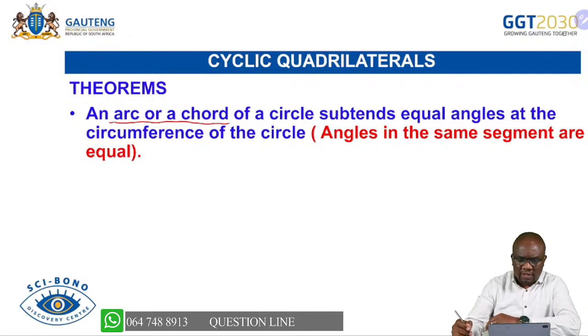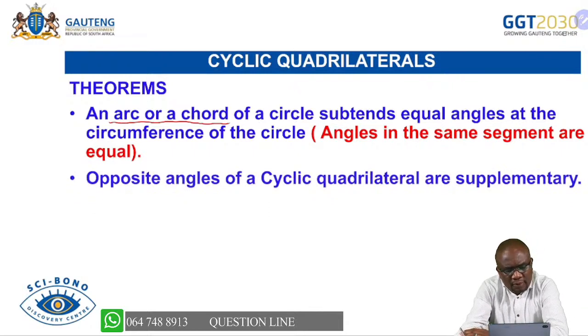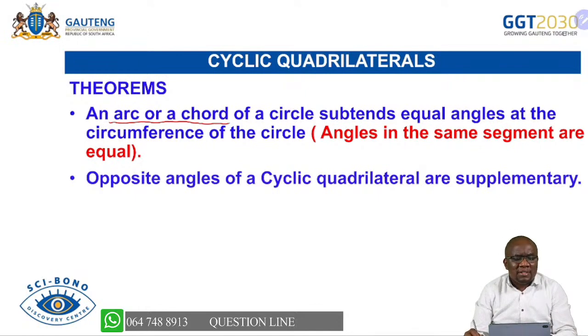Okay, right. The other one we're going to talk about is opposite angles of a cyclic quadrilateral are supplementary. What do we mean by supplementary? It means they add up to 180 degrees. Okay. I hope we are not writing everything, grade 12, so that we don't lose time. There are a lot of notes here, so concentrate on the activities. I'm going to be doing activities with you. Right, opposite angles of a cyclic quadrilateral are supplementary, means they add up to 180 degrees.